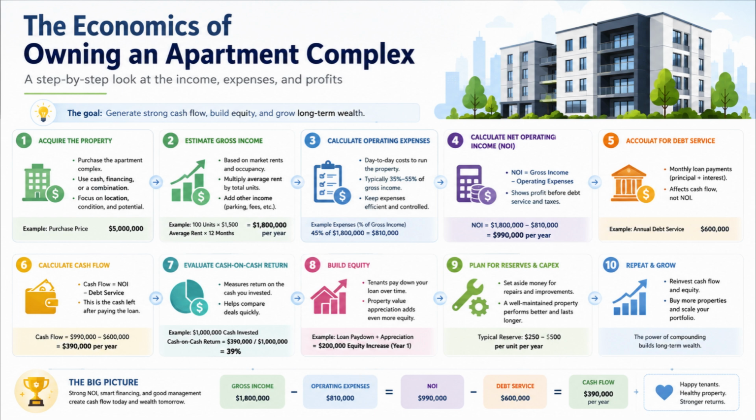However, smart owners also plan for reserves and capital expenditures. A property will always need repairs and upgrades, such as roofing, plumbing, appliances, flooring, painting, elevators, parking areas, or common spaces. A typical reserve may be around $250 to $500 per unit per year. Keeping reserves protects the owner from sudden repair costs and helps keep tenants satisfied.